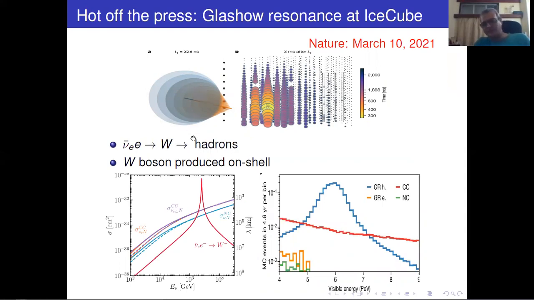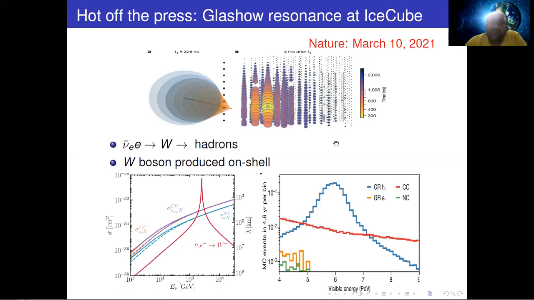This W decays to hadrons. This W which is traveling fast decays to hadrons. The total energy of these hadrons is about 6.5 PeV. So it's not that W is just produced, it also has energy. W has a mass of about 80 GeV, but it is produced with energy of 6 PeV, so it's traveling at very high speed. It's a real W which propagates. Thank you.